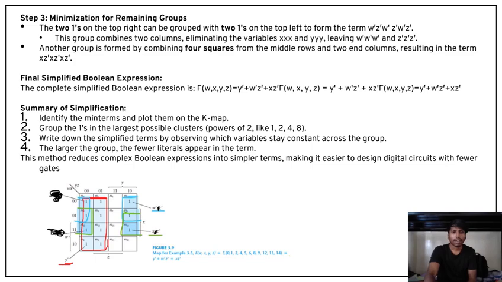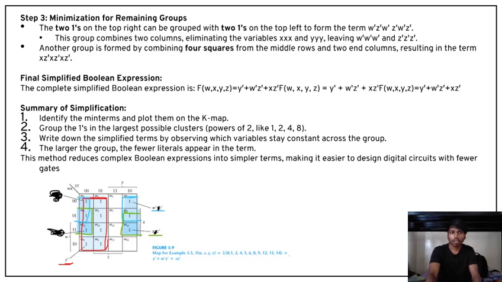Final simplified Boolean expression. The complete simplified Boolean expression is f of w, x, y, z equal to y' plus w'z' plus xz'.